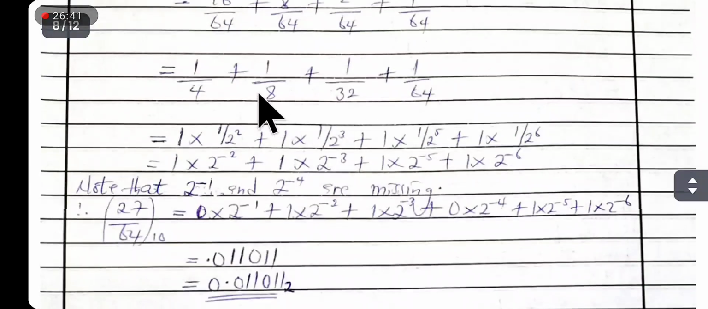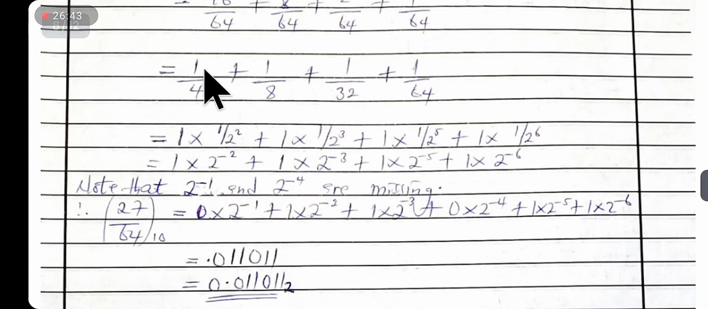So now we have to introduce 1 to each of them. 1 here, 1 here, 1 here, and 1 here. So we must use 1 to multiply each of them. So 1 times 1 all over 4. Instead of writing 1 all over 4, it's the same thing as writing 1 all over 2 raised to power 2, because 2 raised to power 2 is 4, plus 1 times 1 all over 2 raised to power 3, because 2 raised to power 3 is 8.